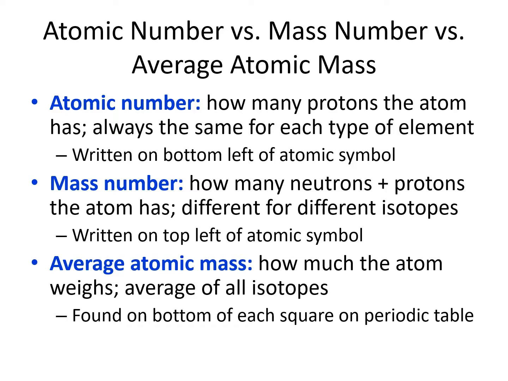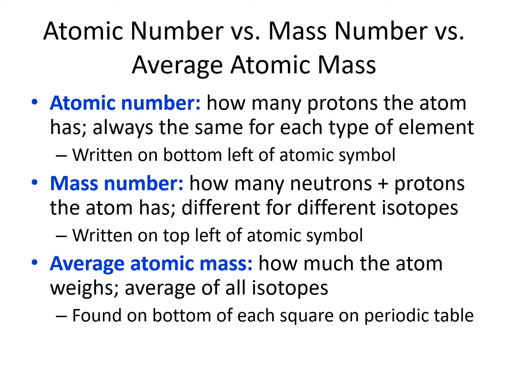Average atomic mass is something we haven't mentioned yet. It's confusing because it has the word atomic in it and the word mass in it, but it's totally different from atomic number or mass number. Average atomic mass is how much an atom weighs.